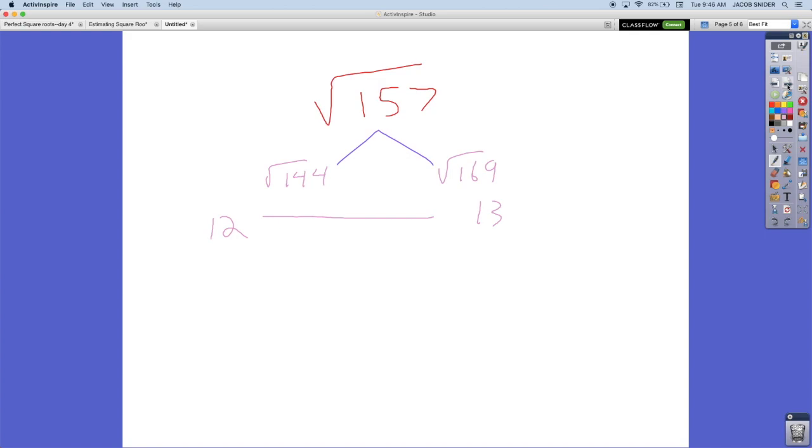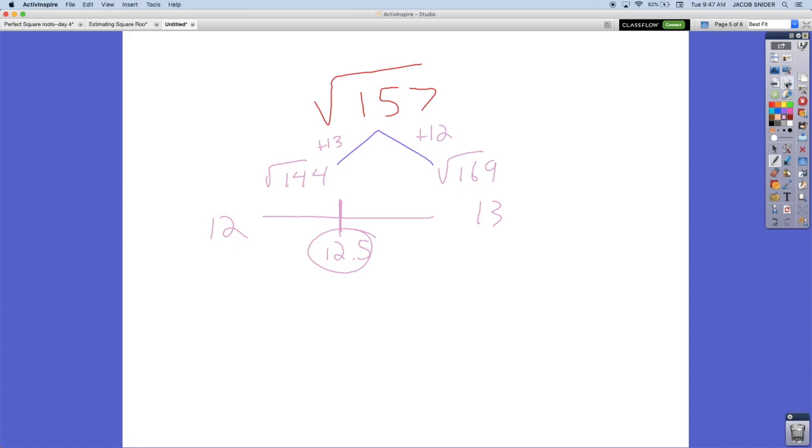Okay, how far away is it? 157 to 144. Okay, we got 13. 157 to 169. We got 12. All right, look at that, guys. It's basically even. So when I go to set up my chart right here, I know 12.5 is in the middle. I like that as my estimate. 12.5. Okay? Any questions with that, guys? If you got questions, put it in the chat.